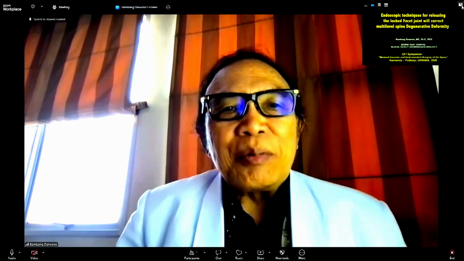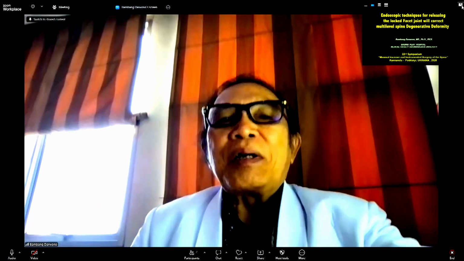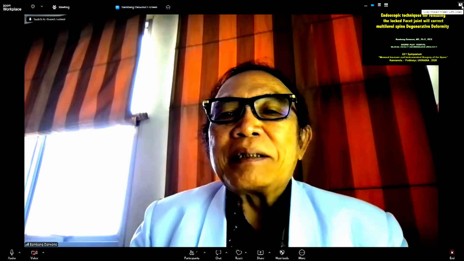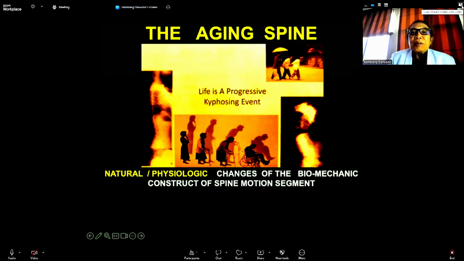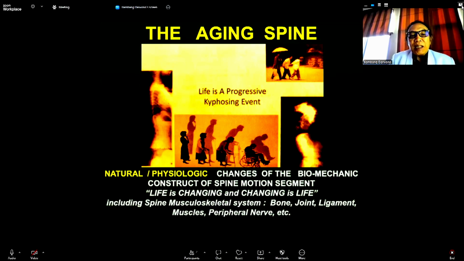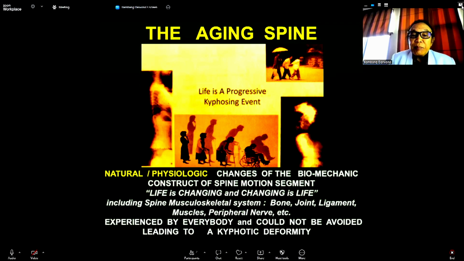So this is my topic: endoscopic technique for releasing the locked facet joint to correct multi-level spine degenerative deformity. We know that aging spine is a natural change of the biomechanical construct of the spine motion segment. The philosophy of life is changing, and changing is life, including the spine musculoskeletal system, bone, joint, ligament, muscle, peripheral nerve, etc., experienced by everybody and could not be avoided, leading to a kyphotic deformity. Life is a progressive kyphosing event.